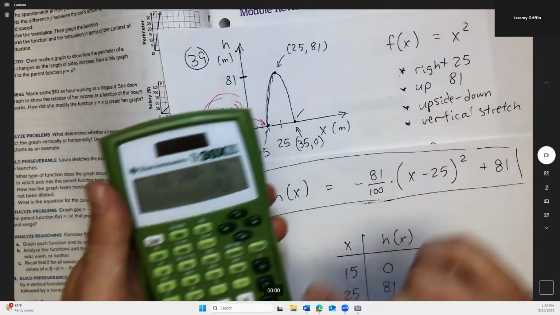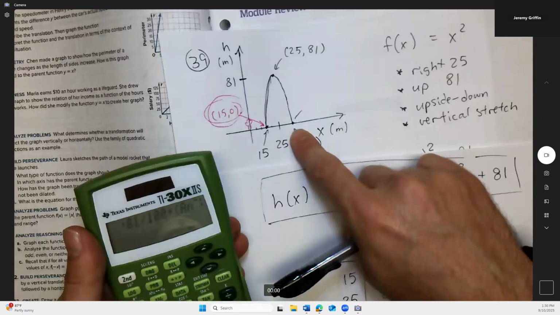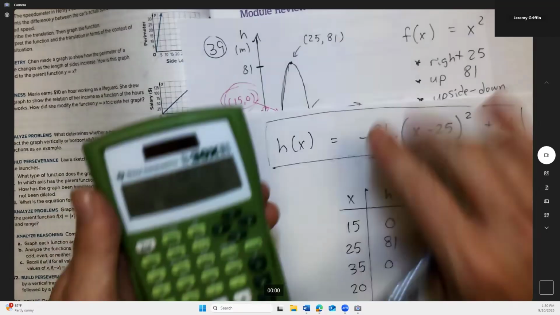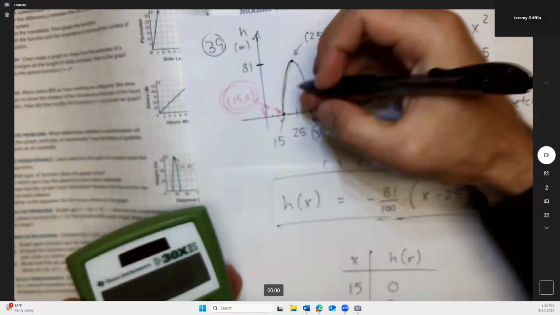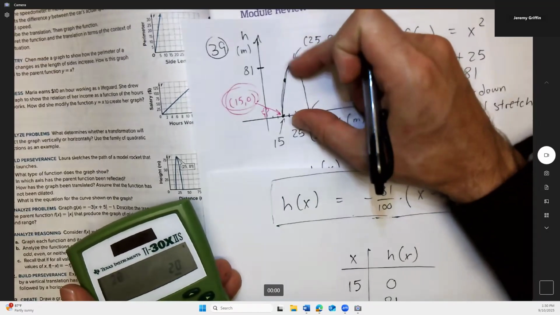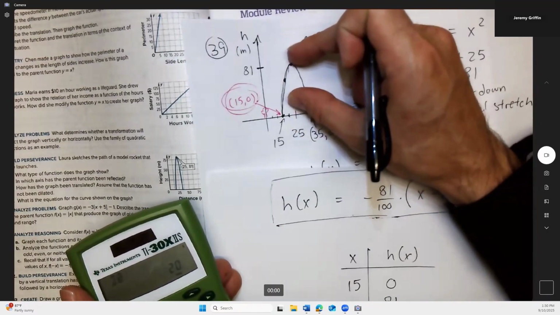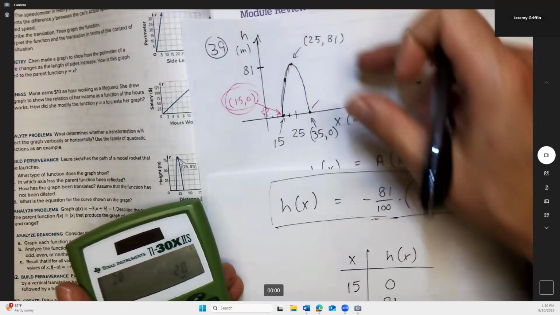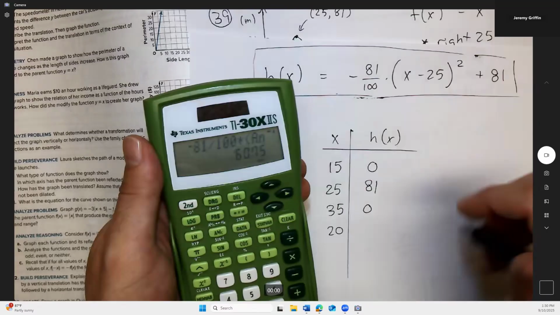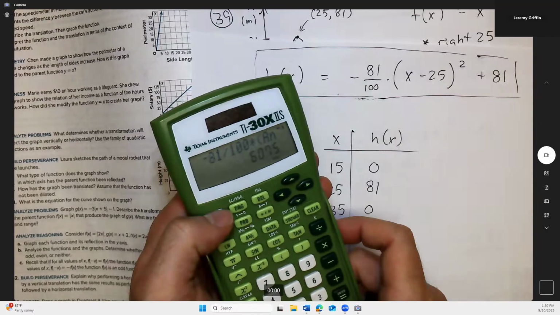And if I plug in 35, enter, then it should bring me back to ground level. Oh yeah, it did. And then just for funsies, let's plug in something in the middle, say 20. That looks like more than halfway to the top, so it's going to be between 40 and 80. Let's see what happens. 68.75. That is exactly in line with what I was predicting. All right, so there you go.